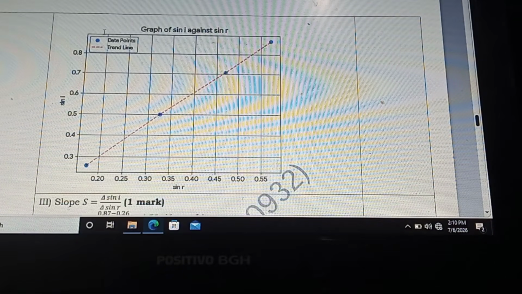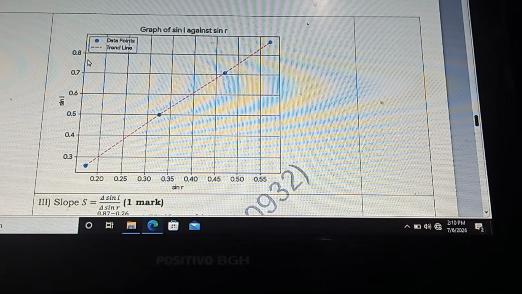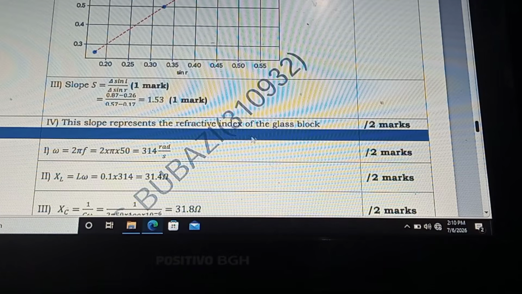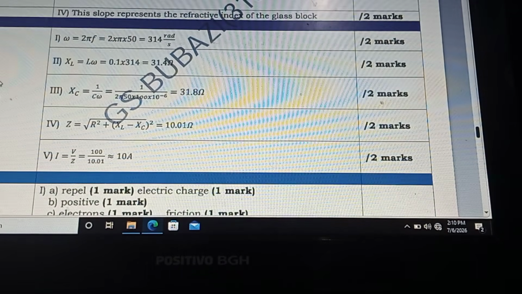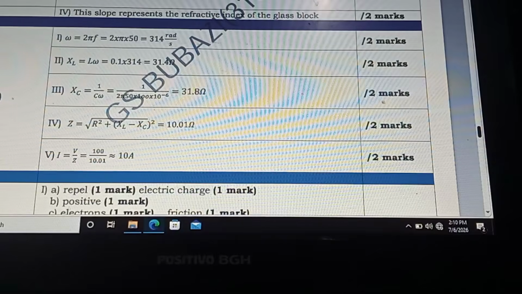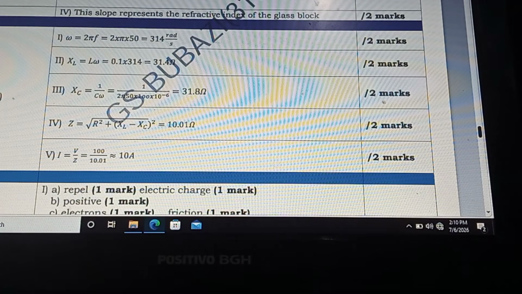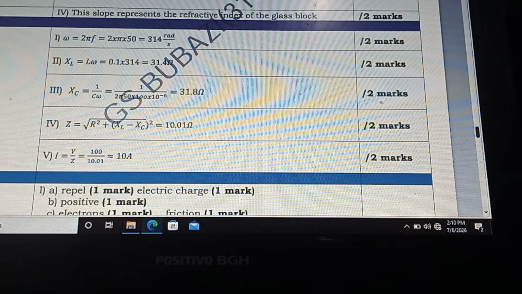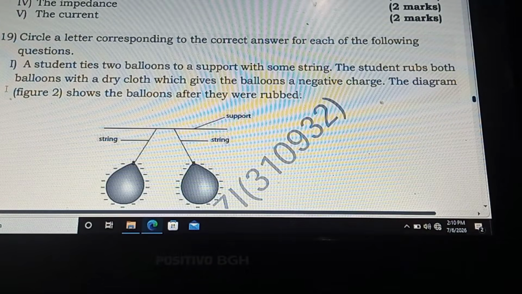This is the graph of question 17 and the slope. The slope represents the refractive index of the glass block. This is the question 18. Question 19.